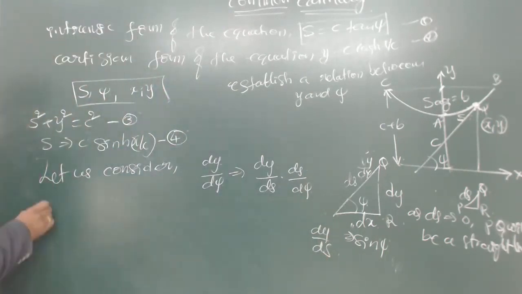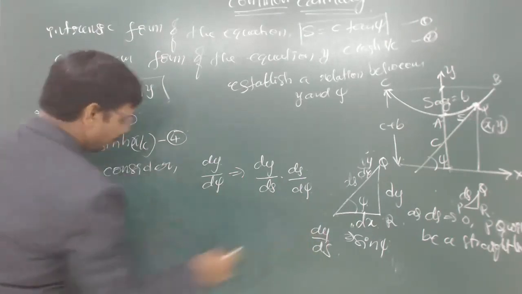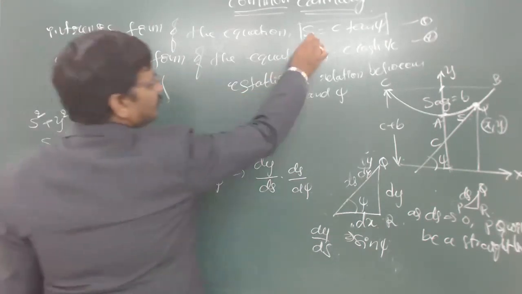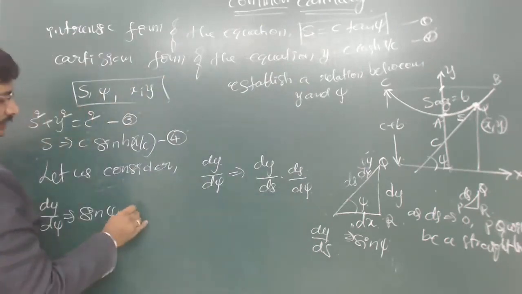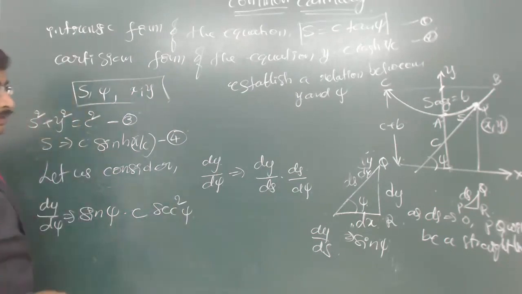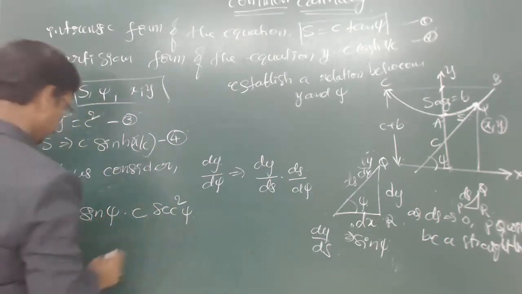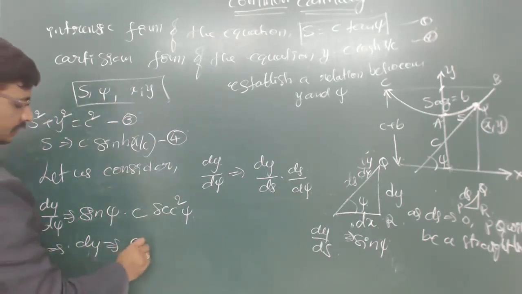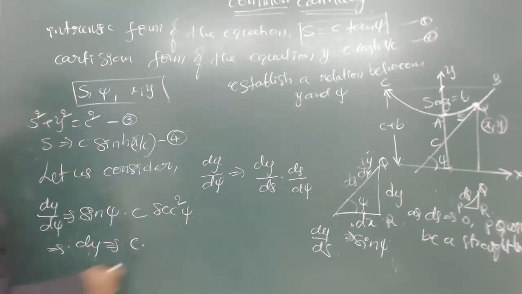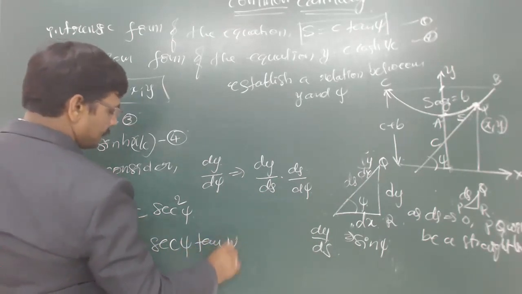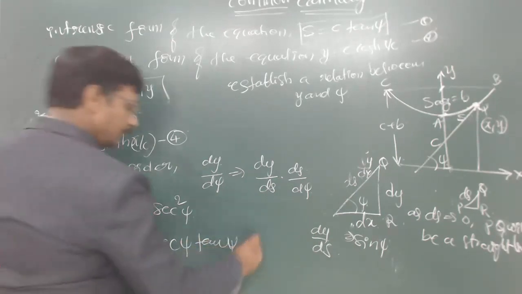So keeping that in mind, dy by d psi is equal to dy by ds, which is nothing but sin psi, and then ds by d psi. The derivative of this with respect to psi, that is c into the derivative of tan psi, is secant square psi. So this is dy equal to c into sin psi divided by cos square psi, which is nothing but secant psi into tan psi, into d psi.